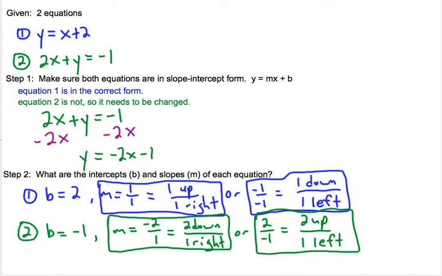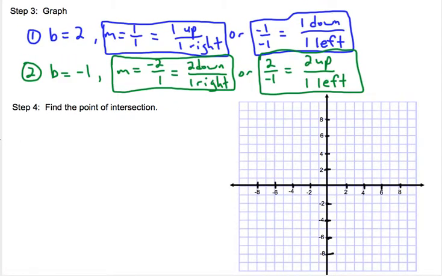Alright, step 3 is to actually graph the information. So we'll start with the blue equation, the first equation. The intercept is 2, so I'm going to put a dot at 2. And then we need a slope, so we're going to go 1 up, 1 right from 2, always from the y-intercept. And we can keep going 1 up, 1 right, 1 up, 1 right. And then we can also go 1 down, 1 left, just to make sure we have it going the other way, in case that's where the point of intersection is.